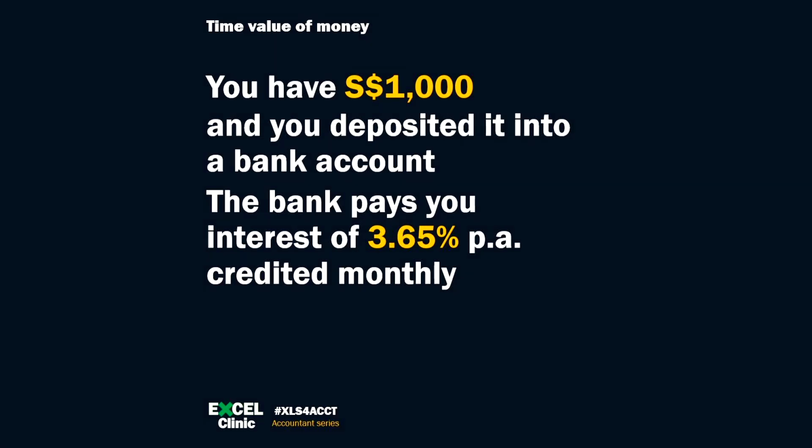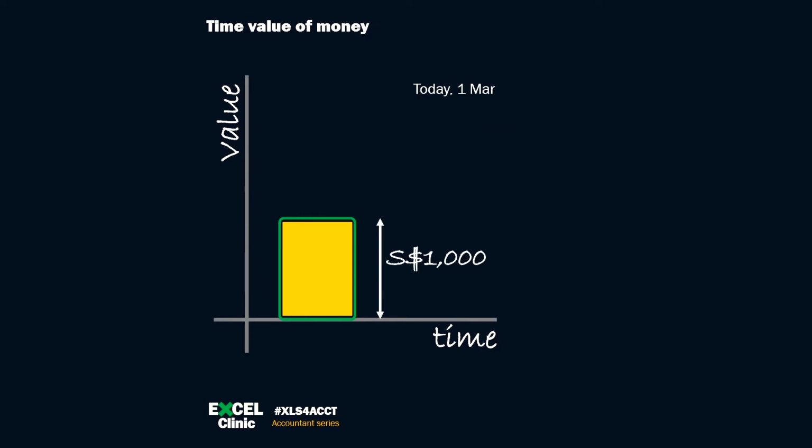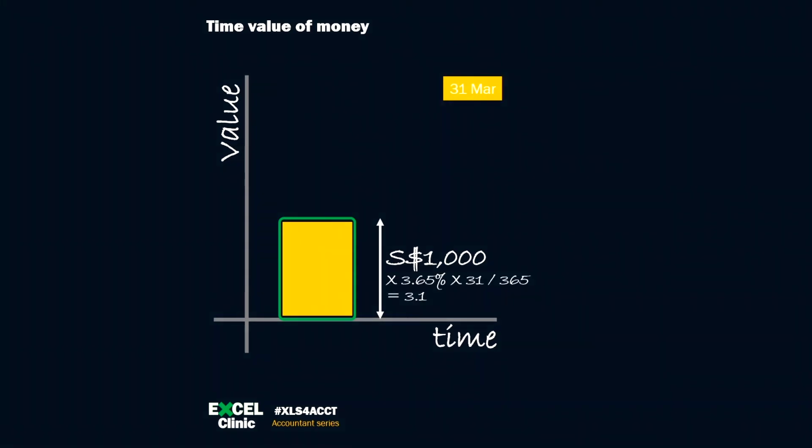Really? Today is 1st March. You have 1,000 in your bank account. At the end of the month, the bank computes the interest based on that $1,000, applying the 3.65% per annum interest and prorating based on the number of days in March over 365 days. That is $3.10 for 31 days.